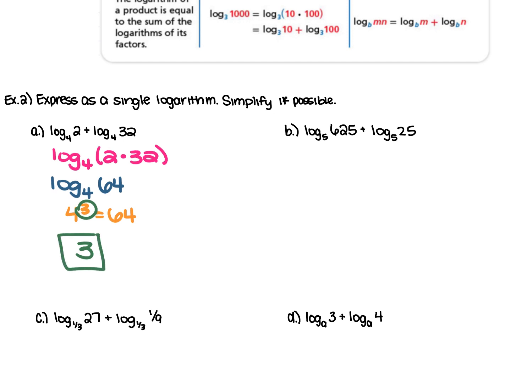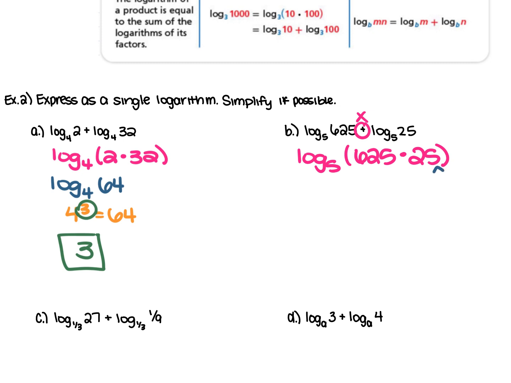For example B, you have log 5 of 625 plus log 5 of 25. These both have a base of 5, so we're going to rewrite it using multiplication. So that means that we're going to have log 5 of 625 times 25. That 625 times 25, you could multiply it. You would get 15,625. If you didn't, you see that the base here is 5. You could just find the factors of 25 and 625 using the 5 to see what that 5 is raised to in order to get your answer.